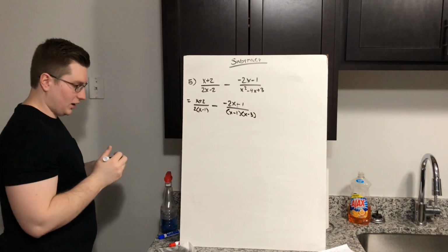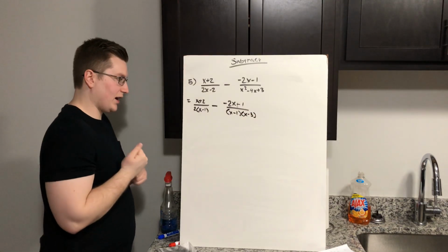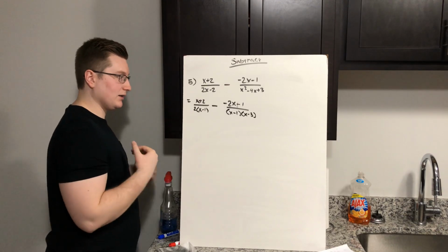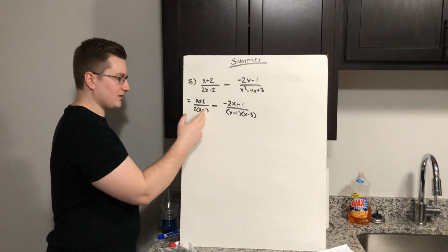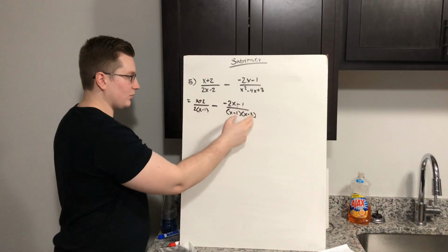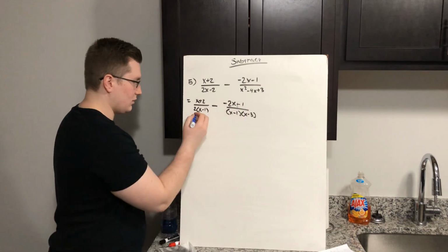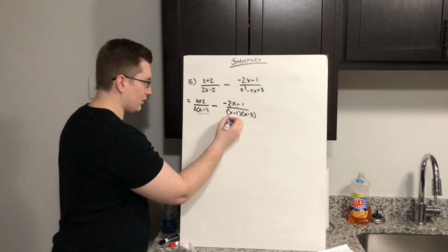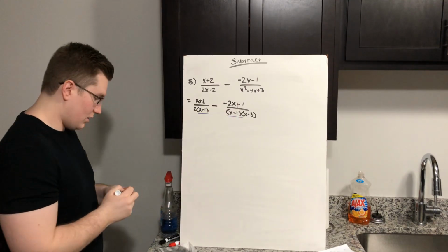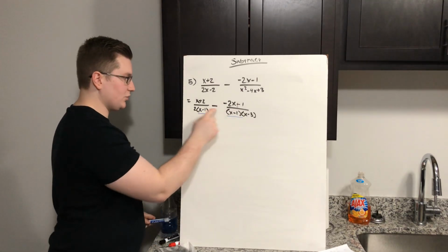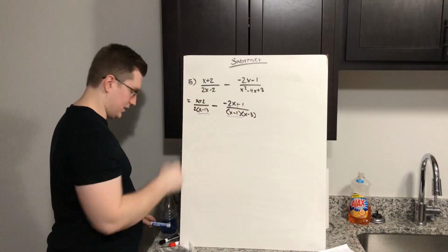So now I need common denominators. Kind of what I did with adding, I need to look and see. I have 2 and x - 1 here, and x - 1 and x - 3 here. They share an x - 1, but what I'm missing is this 2 for this one and x - 3 here.